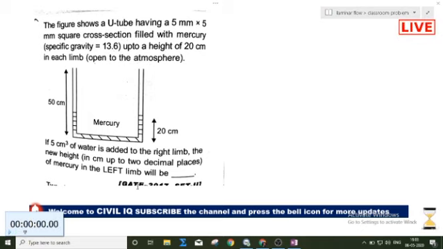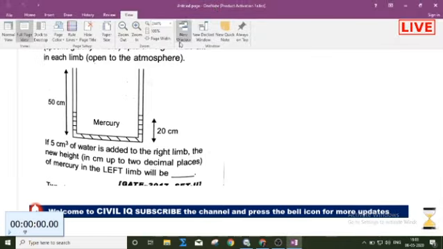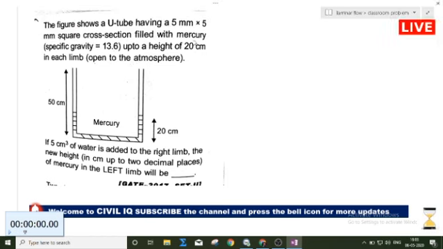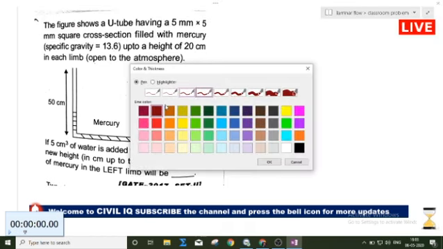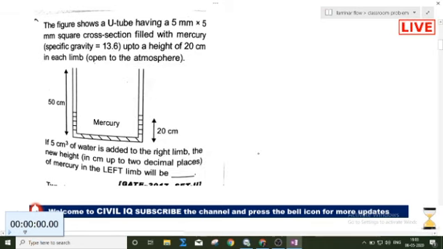Okay, fine. Let's start this problem. It is saying, in this figure, a U-tube manometer. If the cross-section of the U-tube manometer is given as 5 millimeter and 5 millimeter, and it is filled with mercury of specific gravity 13.6, it is filled up to a height of 20 centimeter from each limb.